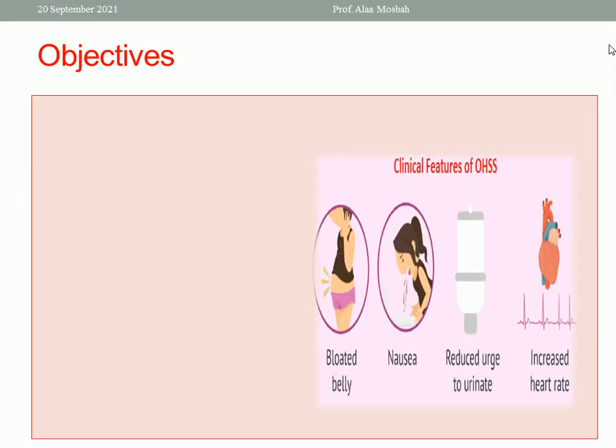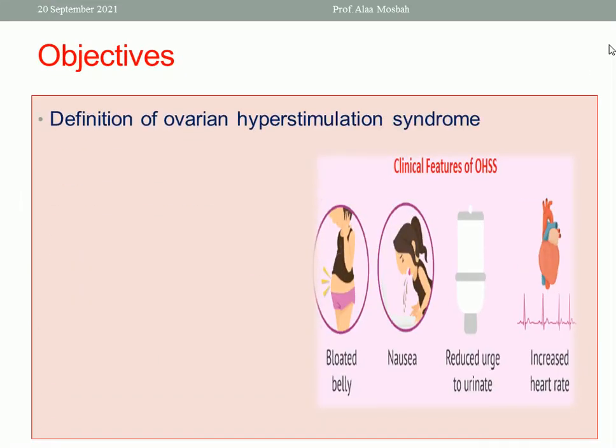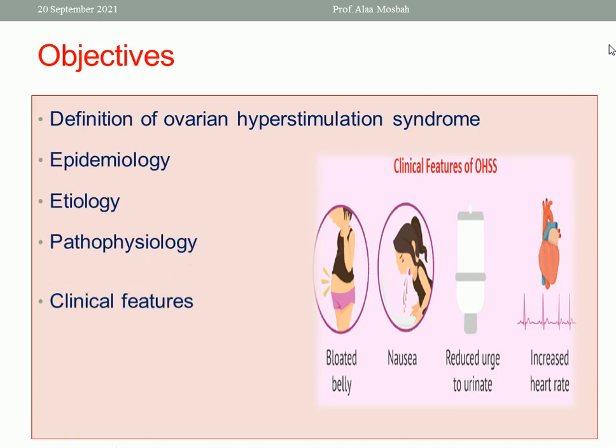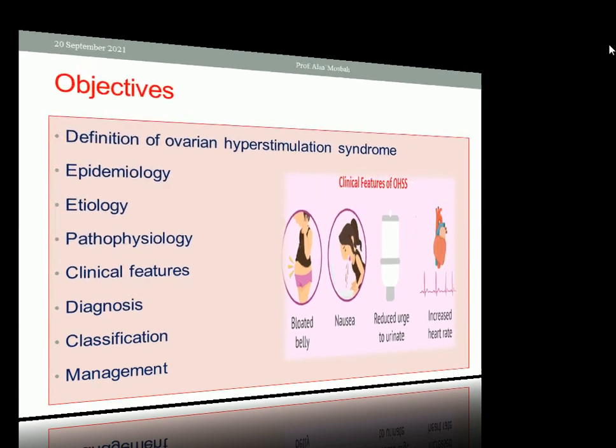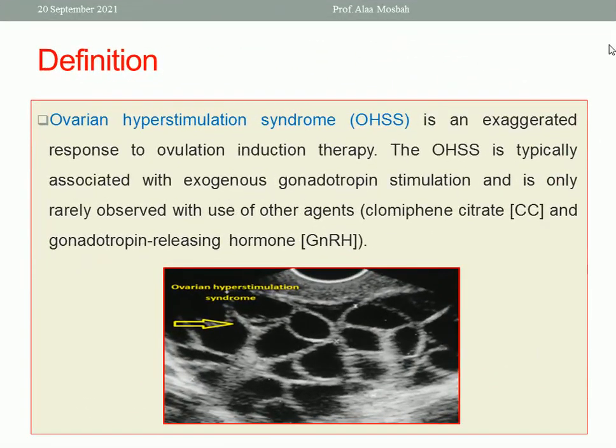So what we want to discuss today: the definition, epidemiology, etiology, pathophysiology, clinical features, how to diagnose, classification, and management. So what is the definition of ovarian hyperstimulation syndrome? It is an exaggerated response to ovulation induction therapy.